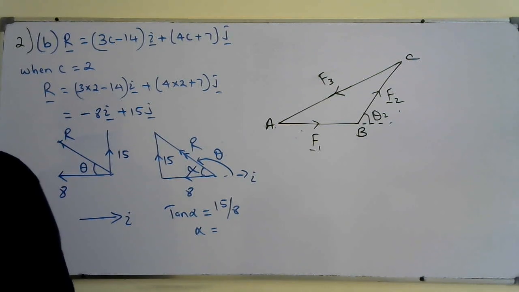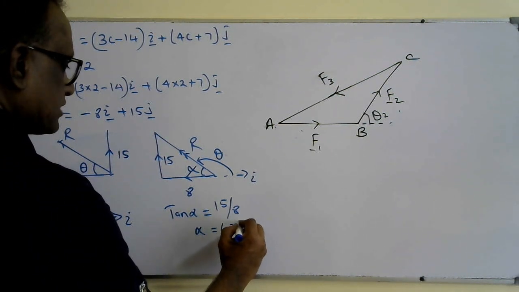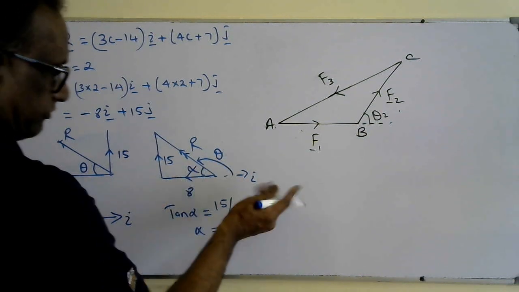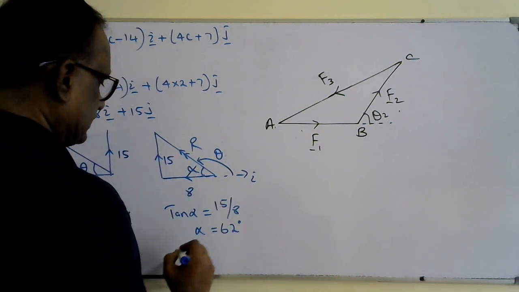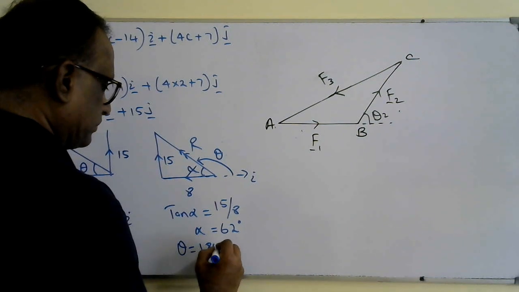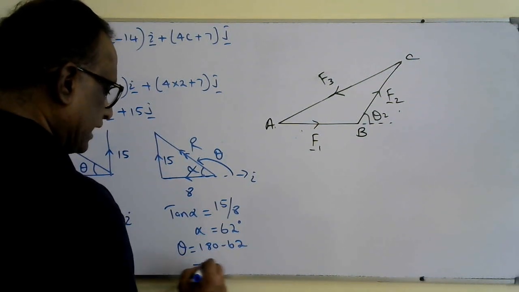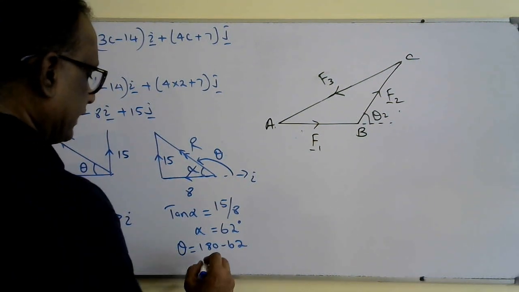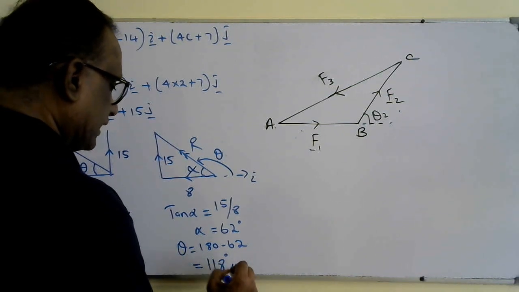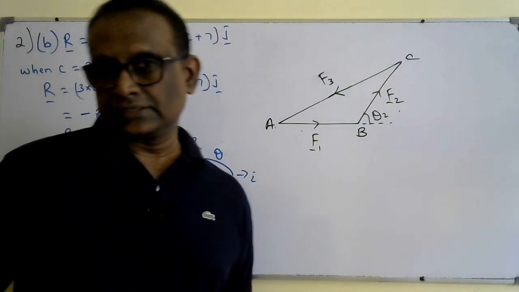From this alpha you will get 61.9, so 62 degrees. Theta is the question. From i we need to find the direction of the resultant. So theta is going to be 180 minus 62, so that will be 118. That's the final answer.